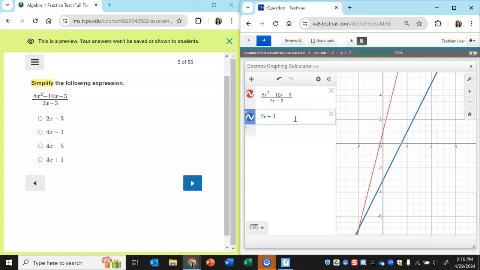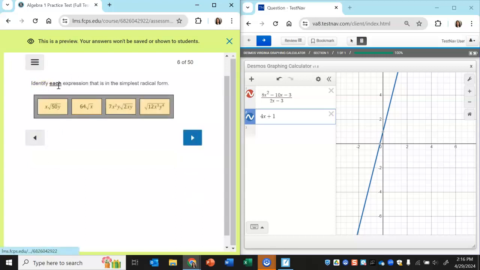Notice it doesn't say factors. I'm not looking at x-intercepts here. I'm just looking for which expressions are the same. So that's not the same, because then it would have the same graph. That's not the same either. Nope. So it has to be that. Yes, see? It's the exact same graph. And that's it. So anytime it says simplify or equivalent, I would use this method.